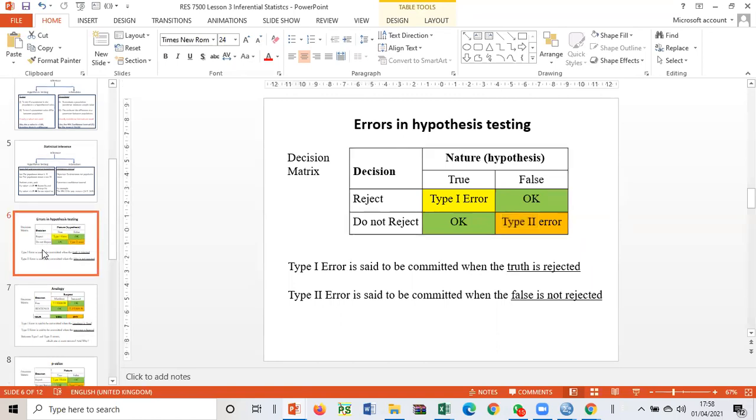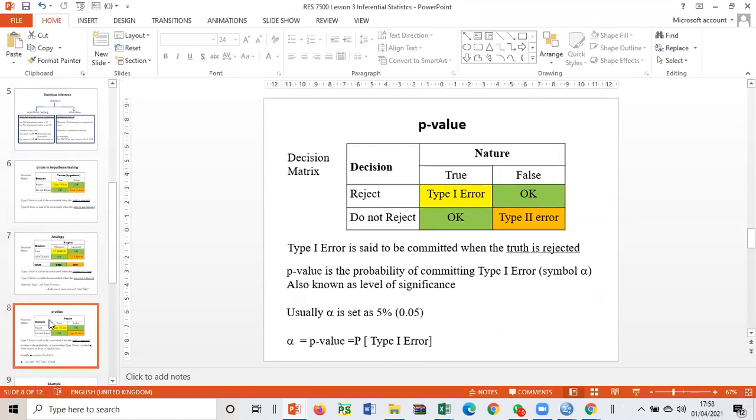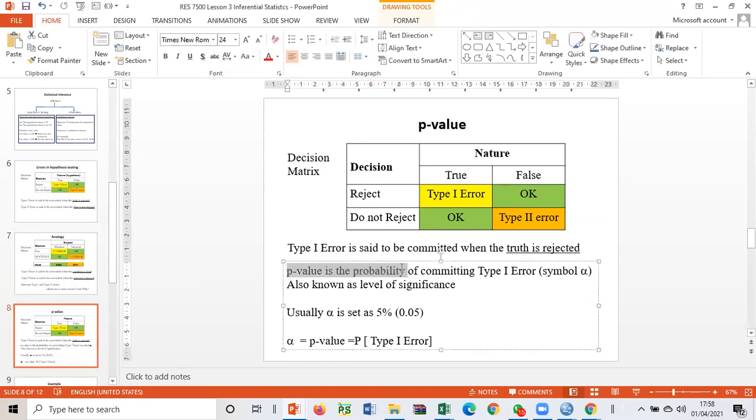Smaller the better. How do you quantify this? So now you call type 1, probability of type 1 error. Probability of committing type 1 error, that's a p-value, right? Normally symbol alpha. So what's the p-value? Probability of committing type 1 error, also known as the level of significance, or sometimes also called the p-value.